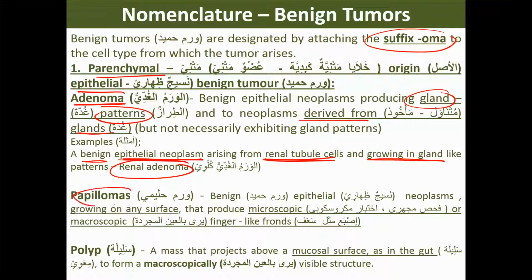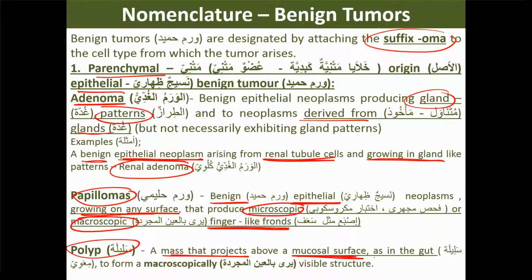Papillomas are benign epithelial neoplasms that can grow on any surface and produce, microscopically or macroscopically, finger-like fronds. Macroscopically means visible to the naked eye. So they are called papilloma. A polyp is a mass that projects above the mucosal surface, for example in the gut or oral mucosa. They macroscopically produce visible finger-like structures and are called polyps.